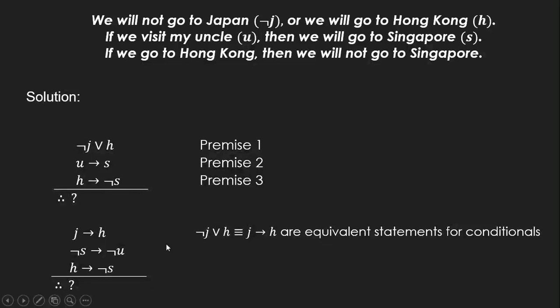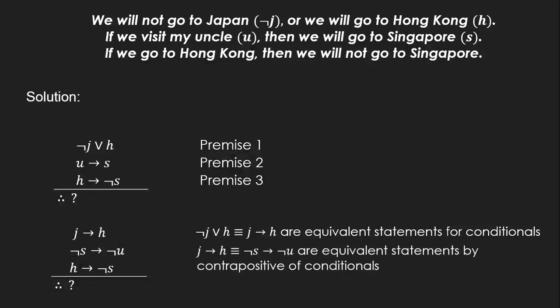Now, in here, we can rewrite the first premise na magiging conditional statement siya. Now, the third premise here is also transformed. Naging negation siya. Now, it is actually transformed into an equivalent statement as a contrapositive of a conditional. Now, please do just an edit here. This is not J implies H. This is actually U implies S. This is actually an error.